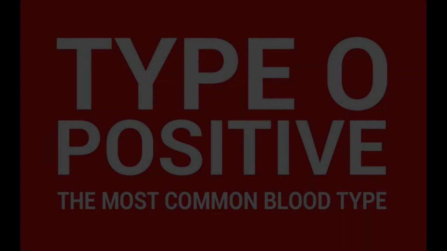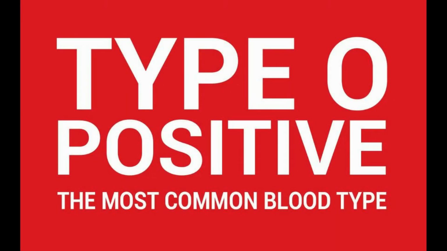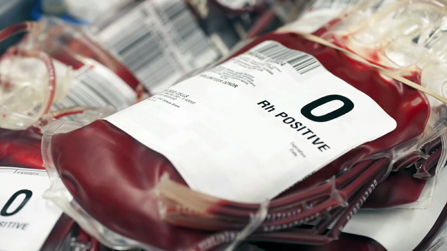Type O is routinely in short supply and in high demand by hospitals, both because it is the most common blood type and because type O negative blood is the universal blood. It is needed for emergency transfusions and for immune deficient infants.